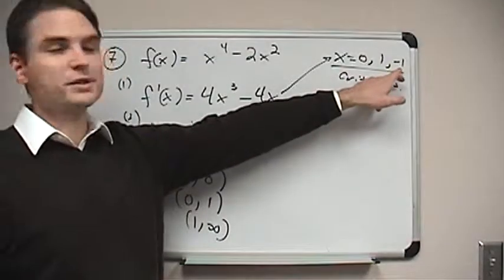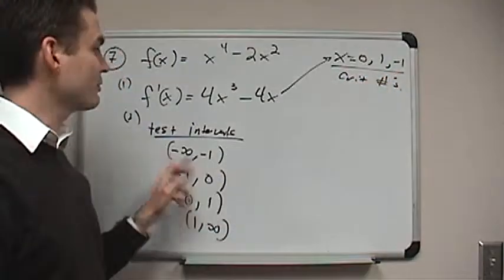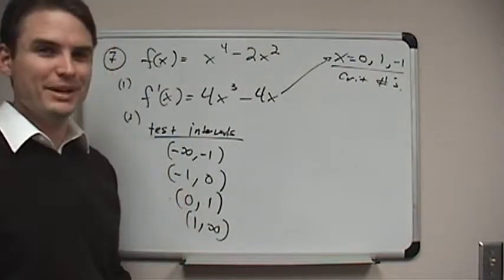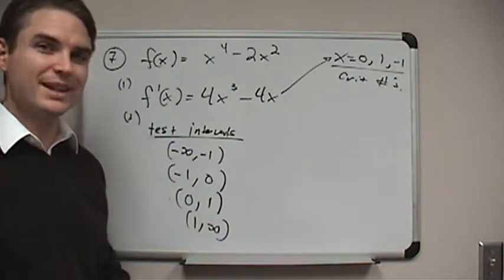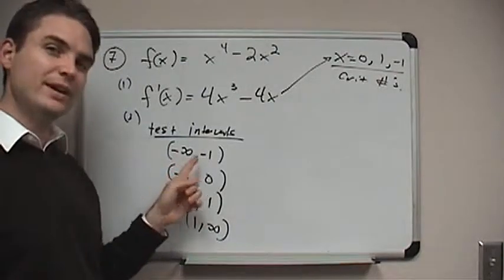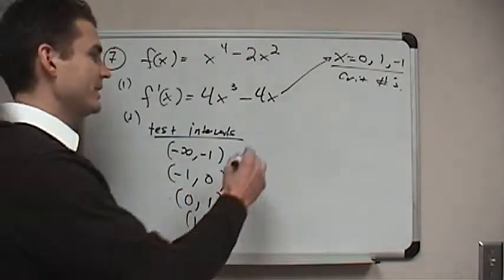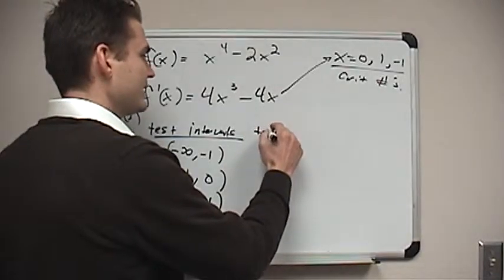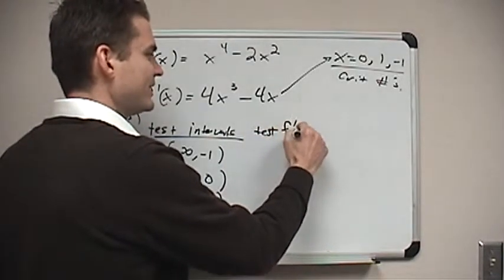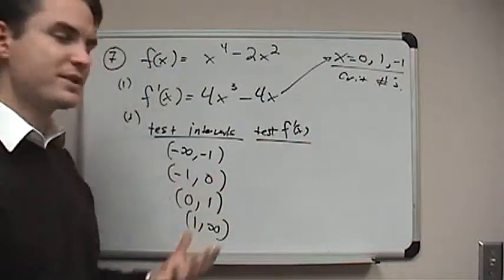But for example, the first critical number is negative 1. So everywhere to the left of negative 1, it can only be increasing or it can only be decreasing. It can't change. So it only does one thing, increase or decrease on this interval. Okay. So how do we do that? Well, we need to get a test. We basically need to test f prime of x for each of these intervals.